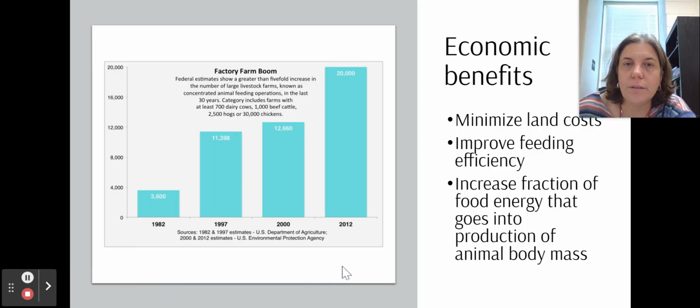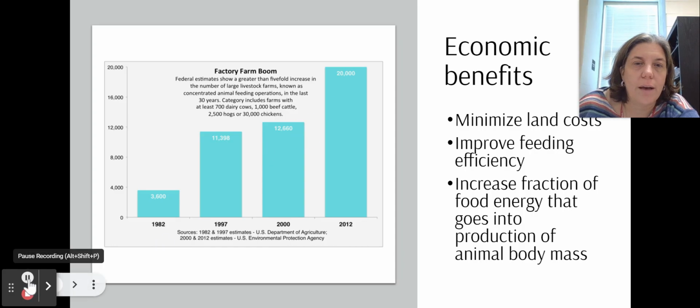Okay, what are the economic benefits of factory farms or CAFOs? You can minimize your land cost because you've got everybody in a small space. You can improve the efficiency of feeding these animals. You can increase the fraction of food energy that goes into production of body mass. And if you look at the graphic here, it shows that from 1982 to 2012, we've had a great increase in the number of factory farms, going from about 3,600 to about 20,000 in 2012. We should get an updated stat so that we could know how many factory farms we have in 2021.